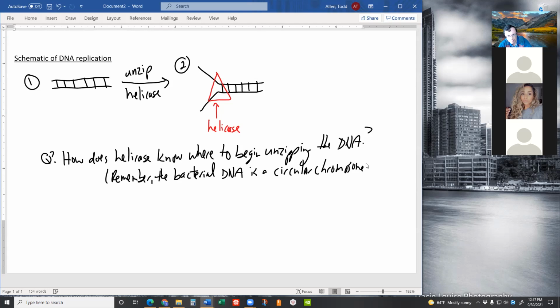Okay, anybody have a possible response to that? How does the helicase know where to begin unzipping the DNA? Let me just respond to a few comments in the chat, and I deeply appreciate all of your answers. Even when they're wrong, I appreciate your participation, okay? So Rachel, remember, we're not talking about human cells right now. We're talking about bacterial cells. They don't have 23 chromosomes. E. coli has 1 chromosome.